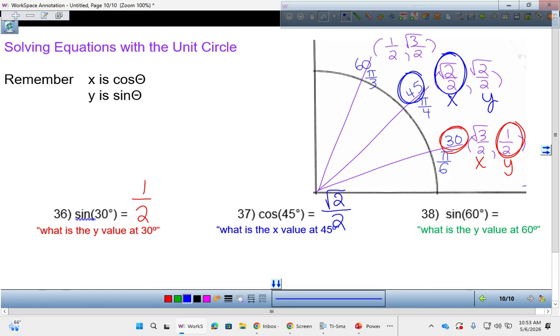The next one says, what's the sine of 60 degrees? Well, sine is y. So what I'm really asking you is, what's the y value at 60 degrees? So I go to 60 degrees, and because it's sine, I want to look at the y value. So the sine of 60 degrees is √3 over 2.